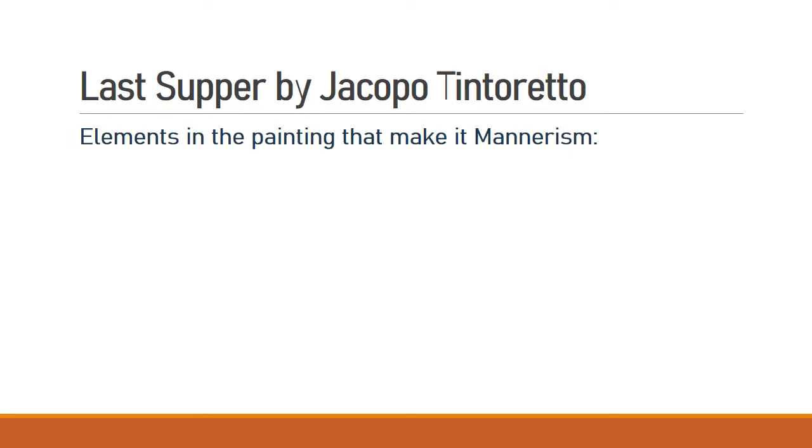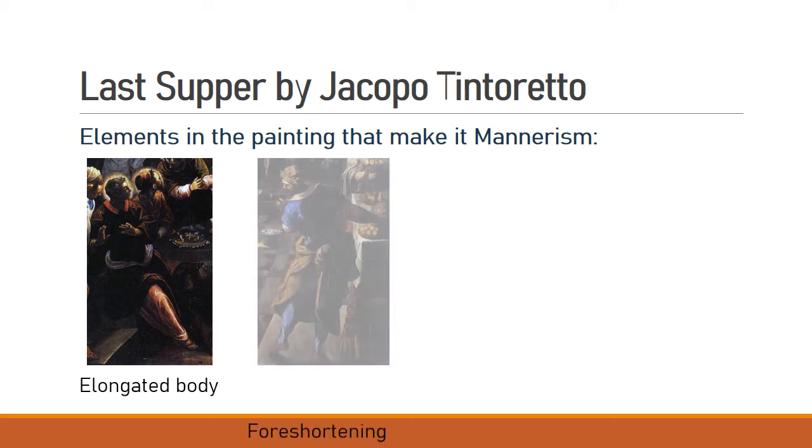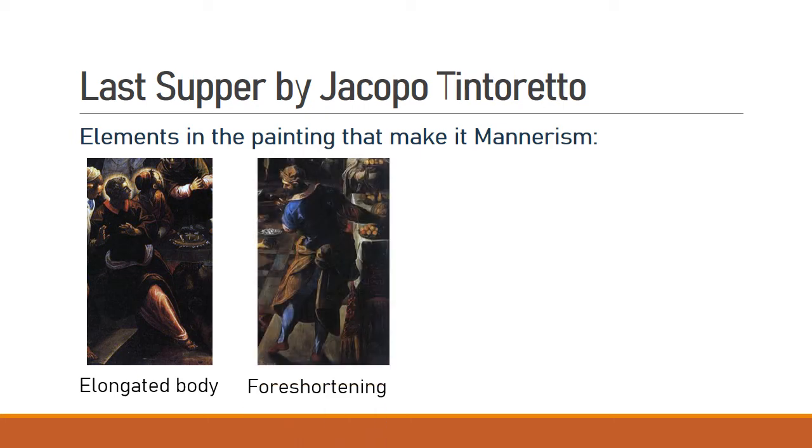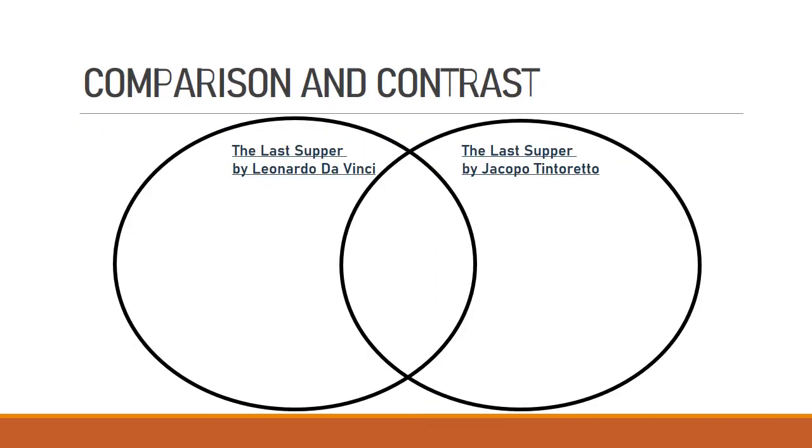Next is the elongated body. The upper body part is longer than the lower part. His feet are too small for his height. Second, foreshortening. Next, twisting poses. And the last one is awkward movement.